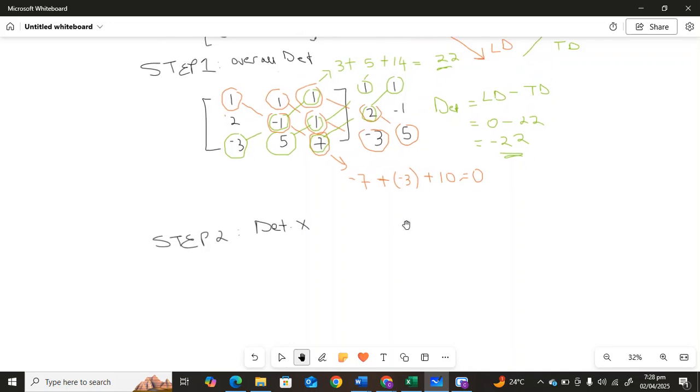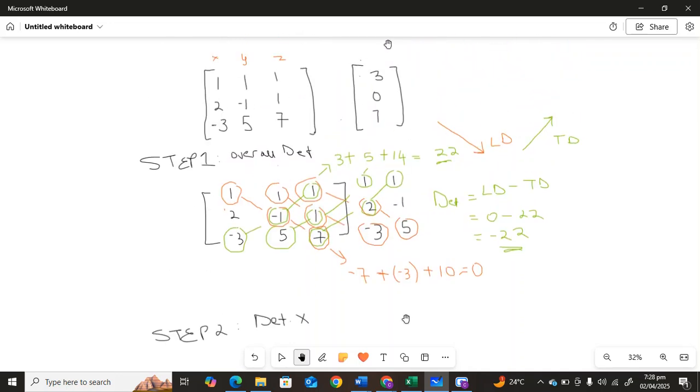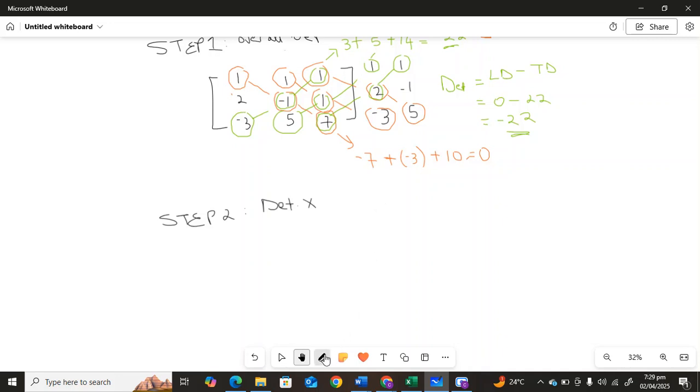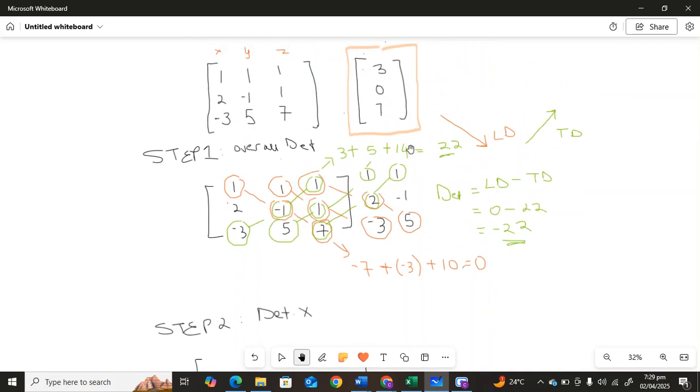Now, the moment we start getting the determinants for x, y, and z, this is where this matrix will come in. This constant matrix, this 307 here. This is where this matrix now comes into effect. So, this is what happens. When you want to get the determinant for x, when you're making your matrix, the x column, you're going to replace it with this 307. This 307 is going to replace this 1, 2, negative 3 column.